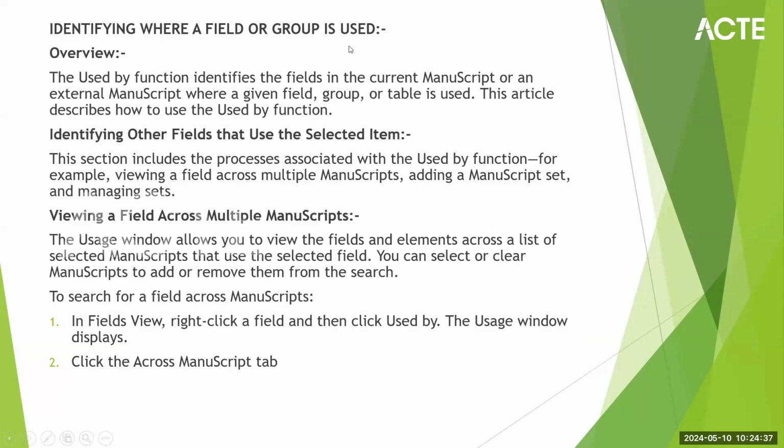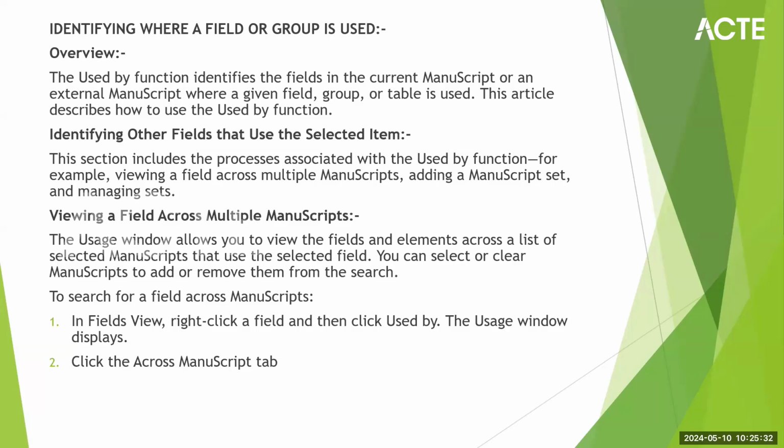Identifying where a field or group is used. Suppose you have created a field. In Duck Creek manuscripts, there is no rule that we will use a particular field in only one place. We may use that field in multiple pages, multiple screens, multiple tables, multiple sections, or wizards. Now you want to see in how many places you use that field on the UI. So go to that respective field ID. The use function identifies the field in the current manuscript or external manuscripts where a given field, group, or table is used.